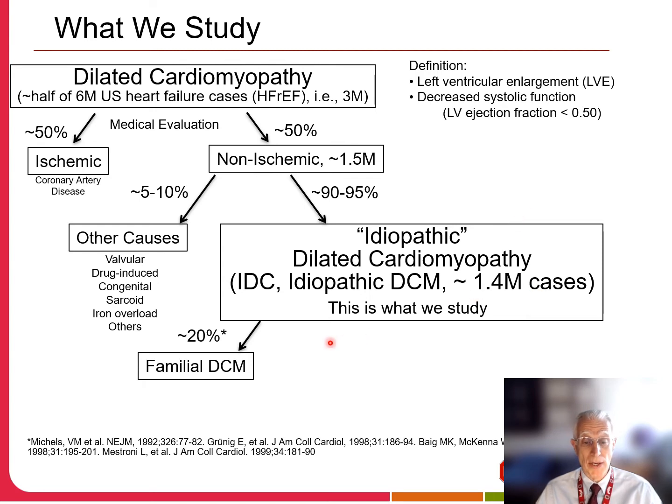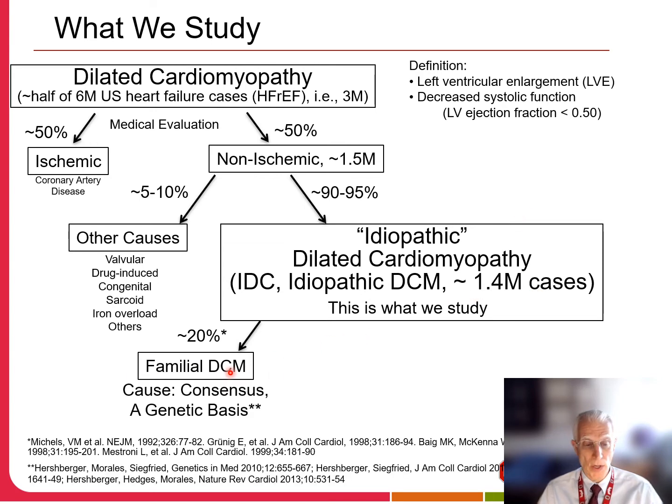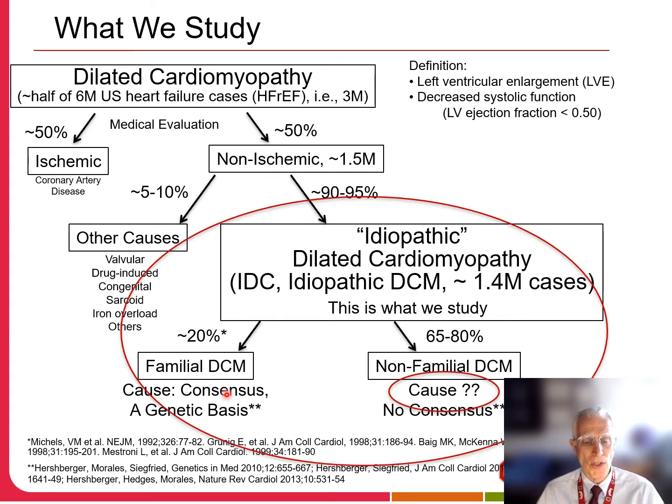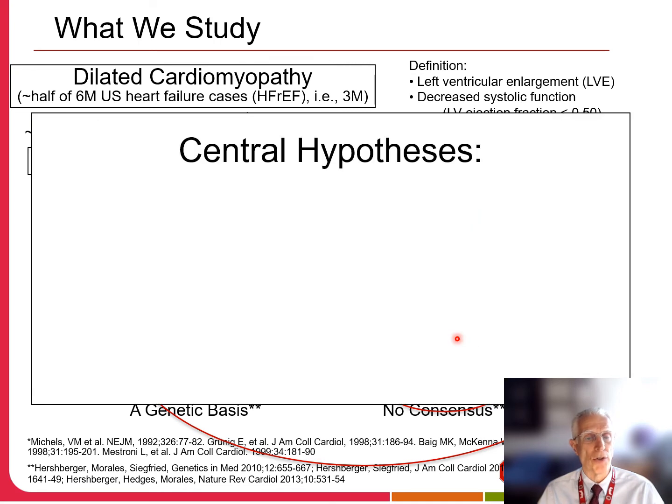We do know that dilated cardiomyopathy runs in families, and also that if it runs in a family, it's almost certain that it's genetic, and there's a consensus in the medical literature now that if you have familial dilated cardiomyopathy, it has a genetic basis. The problem is that most of what comes into our clinics is non-familial, even if you screen the family members. And the cause of that has been uncertain, and there's been no consensus, so we've been studying all of this, both the familial and the non-familial dilated cardiomyopathy, really for the last 20 years.